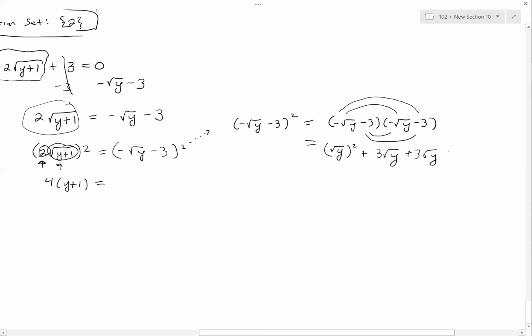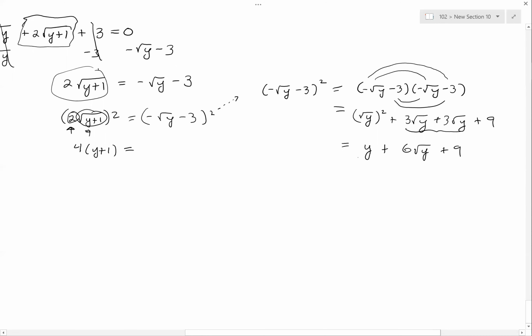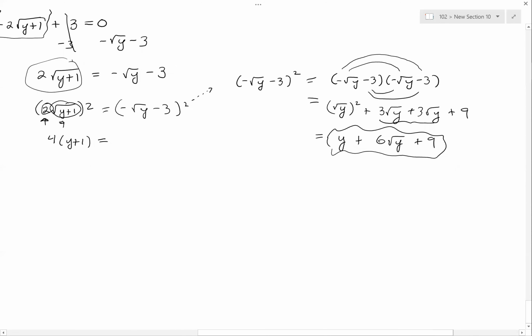Simplifying this further, when I square the square root of y, I end up with y. When I square these two, sorry, add those two, I'll end up with 6 square root of y plus 9. See how the negatives vanish there. Think about y also, if you're curious about it. So the right-hand side, I'll end up with y plus 6 square root of y plus 9.